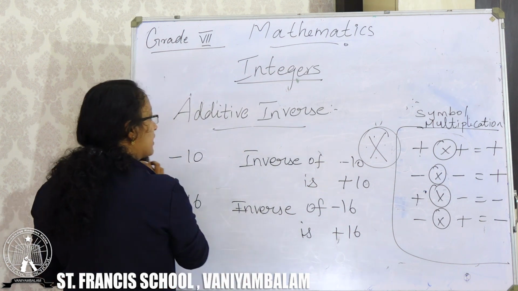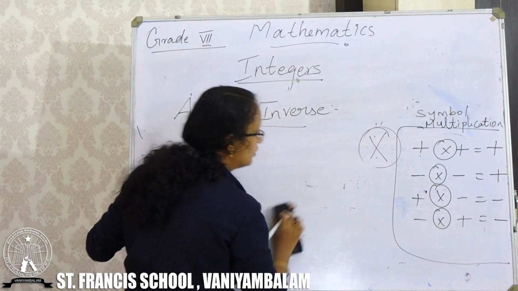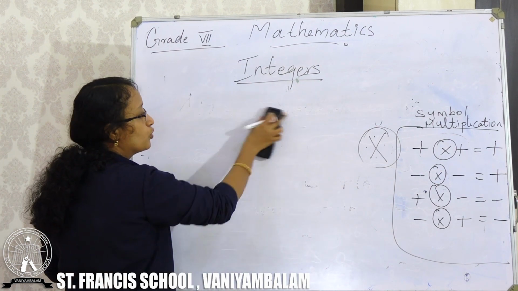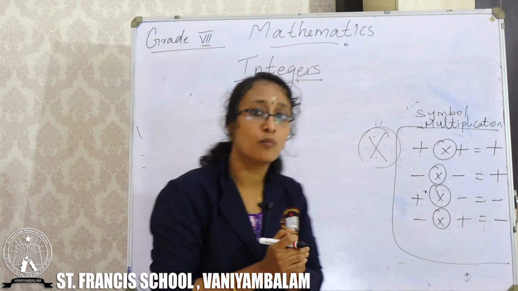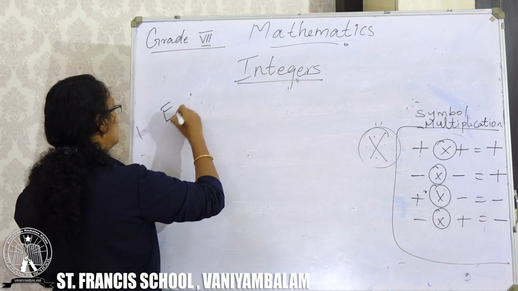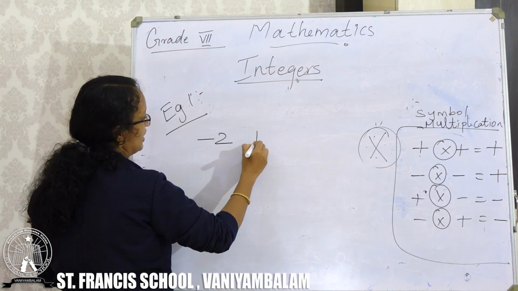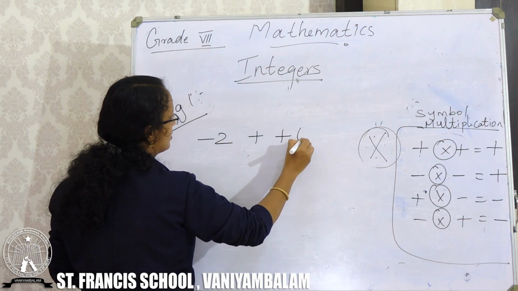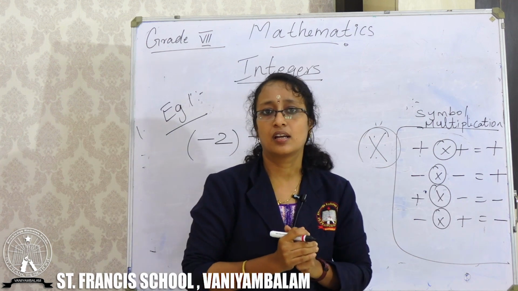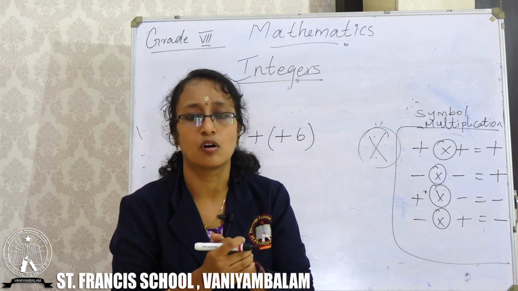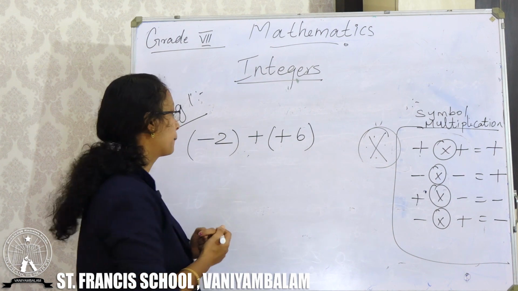Got it? Next, we are going to study one example using a model. So I'll tell you how to do addition of integers using one model. For example, minus 2 plus 6. Okay, I am going to use the model to solve this problem. So minus 2 plus 6.